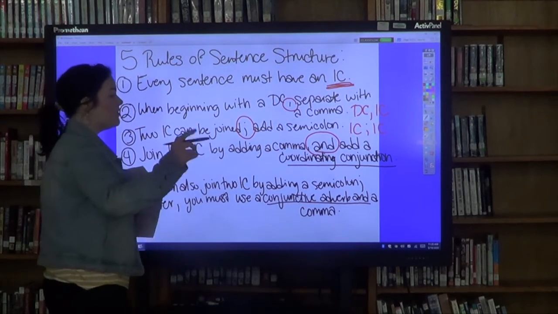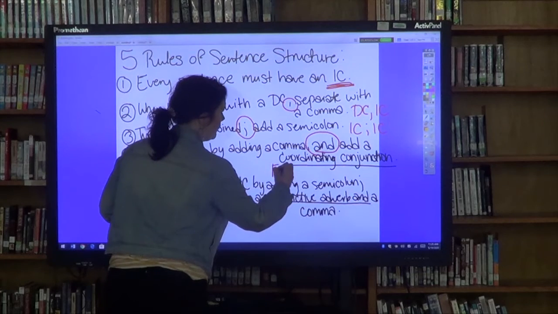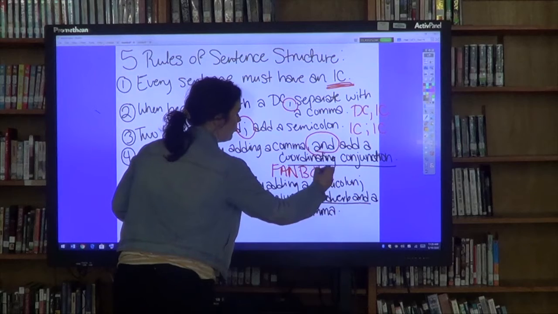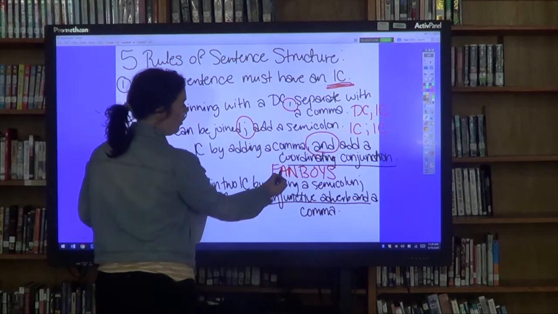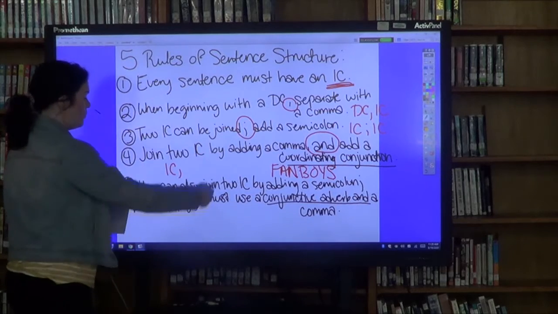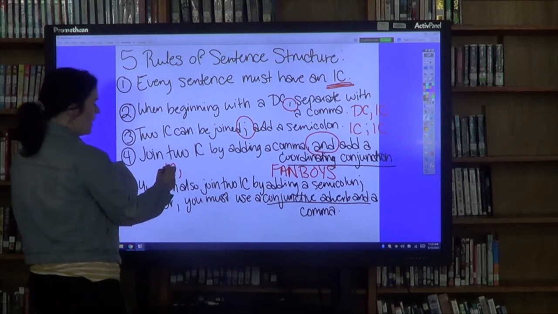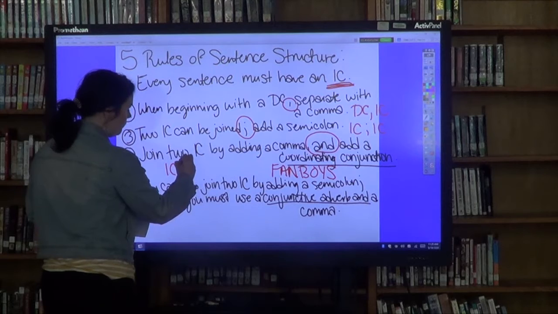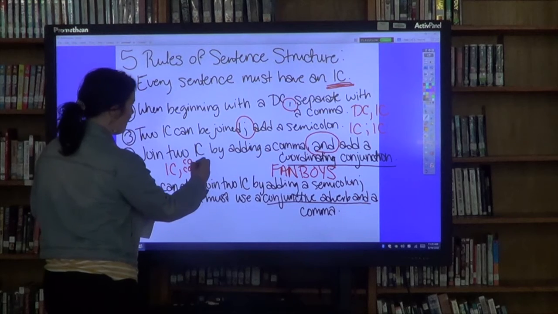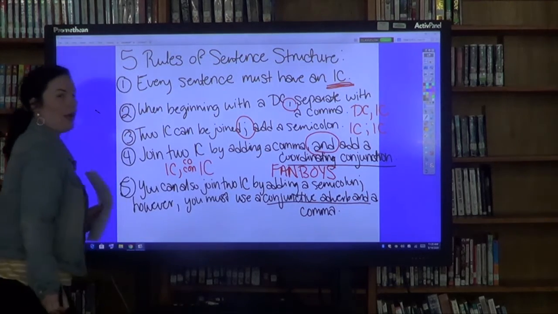They are not. These are fanboys. Fanboys is the acronym for coordinating conjunctions. For, and, nor, but, or, yet, so. Those are your fanboys. This one here we've used and. So I'm going to say IC, comma, and I'm going to say COCON, that's my little abbreviation for coordinating conjunction, and another independent clause, okay?